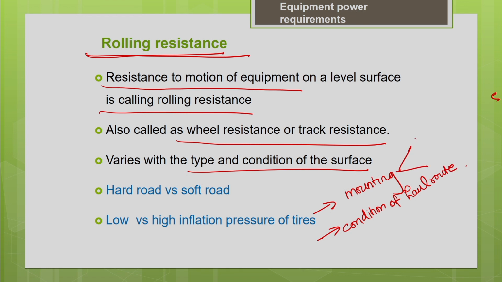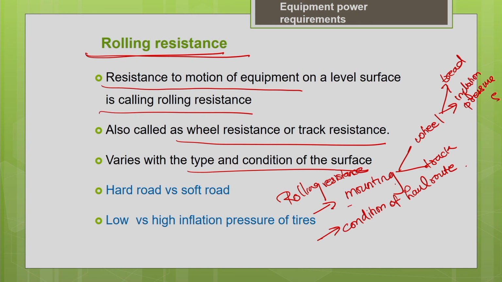Mounting, in the sense, can be either wheel mounted or track mounted. If it is wheel mounted, the tread dimension of your tire and the inflation pressure of your tire are all going to affect your rolling resistance. Your rolling resistance is going to depend upon so many factors. One is your mounting. If it is a wheel mounting, it depends upon the dimension of your tread and the inflation pressure in your tire. Apart from that, it also depends upon the condition of the surface on which the wheel is moving.